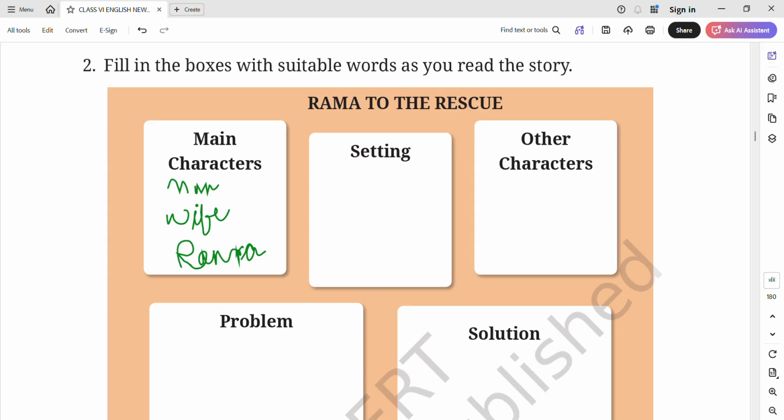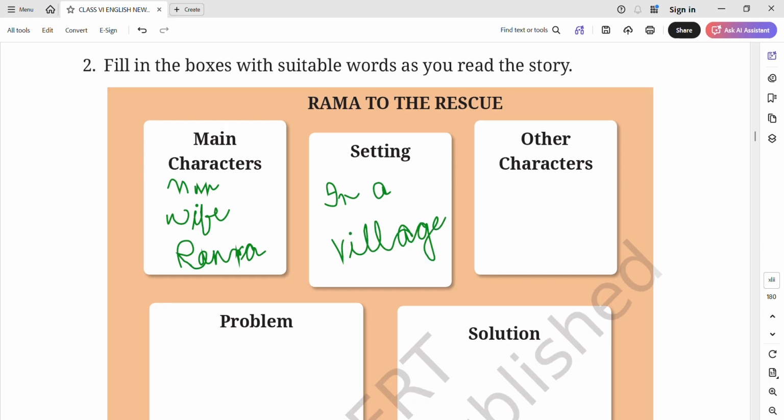Okay, coming to the next, setting. What is the setting of this particular lesson? The setting is in a village. The setting means where the story occurred. It happened in a village.